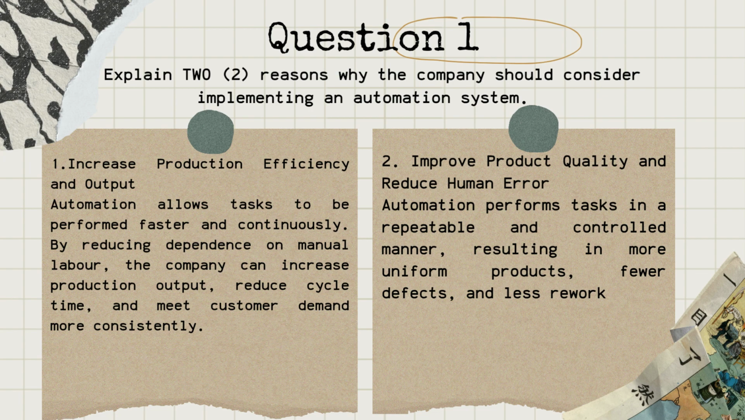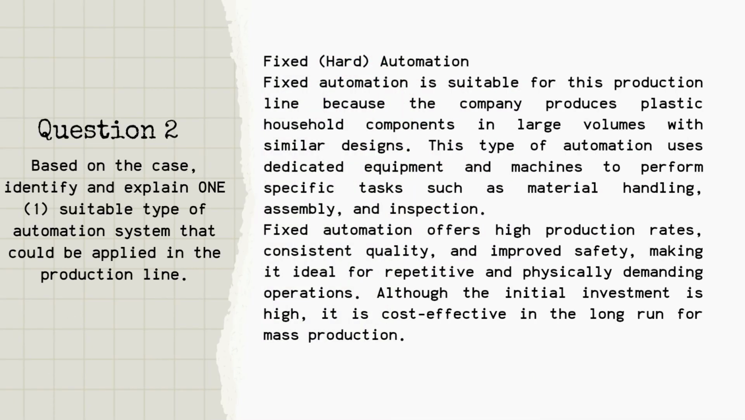Second is to improve product quality and reduce human error. Because automation performs tasks in a repeated and controlled manner, resulting in a more uniform product, fewer defects, and less rework. Question 2. Based on the case, identify and explain one suitable type of automation system that could be applied in the production line. So the suitable type of automation system is fixed automation.